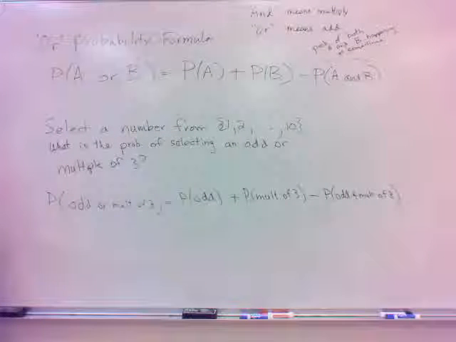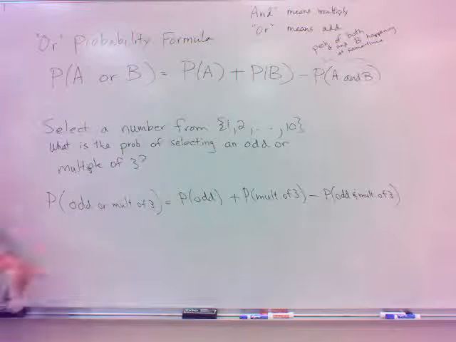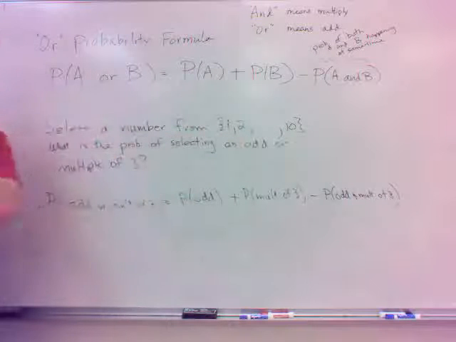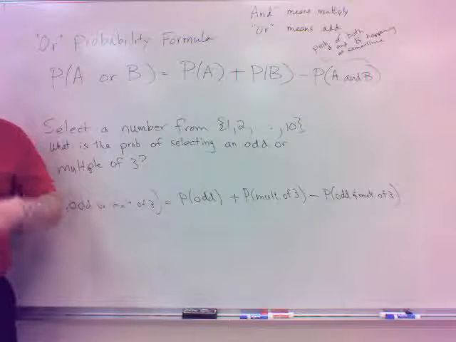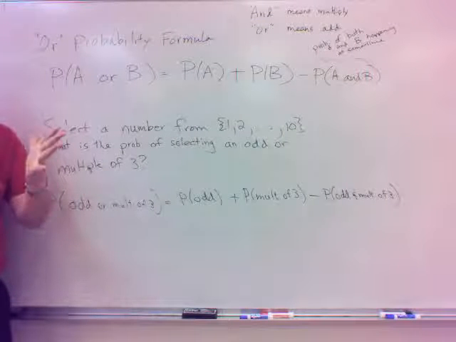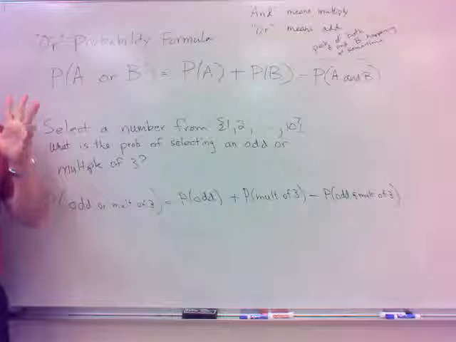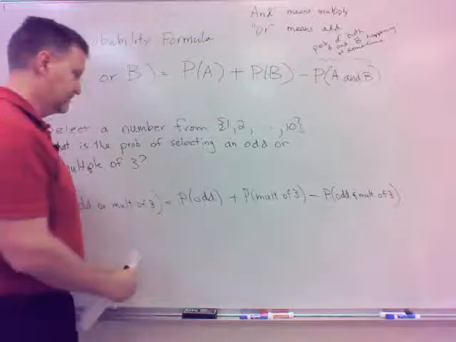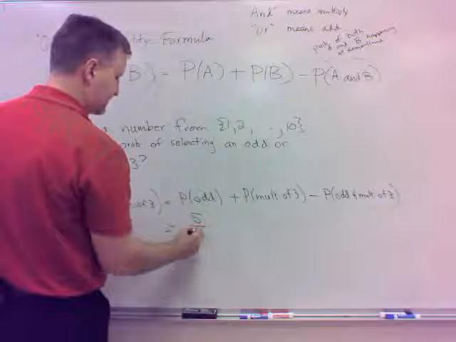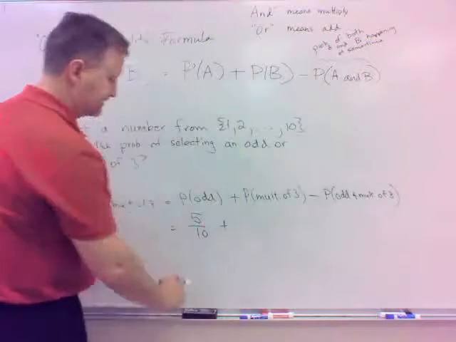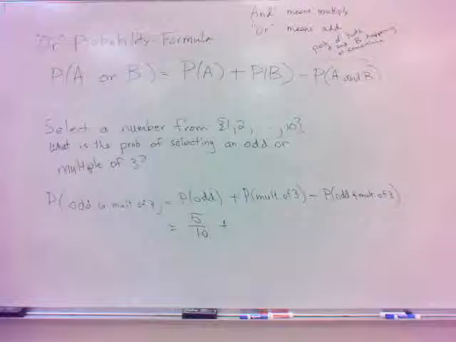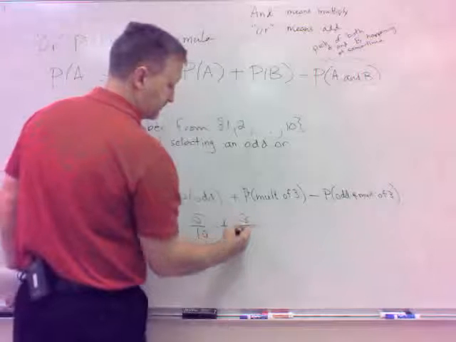All right, so what's the probability that it's odd? Well, we've got 10 numbers. How many of them are odd? 1, 3, 5, 7, and 9. 5 out of 10. Like I said, I'm not going to reduce that in this case. Multiple of 3, how many of them are a multiple of 3? 3, 6, and 9. So 3 out of 10.